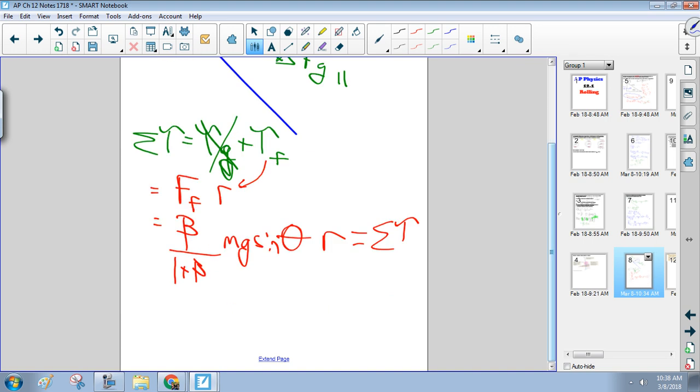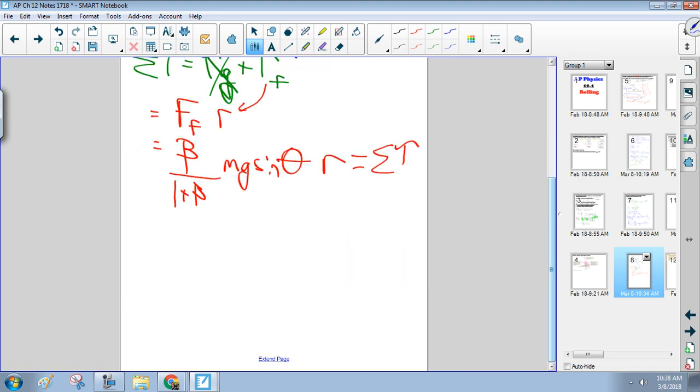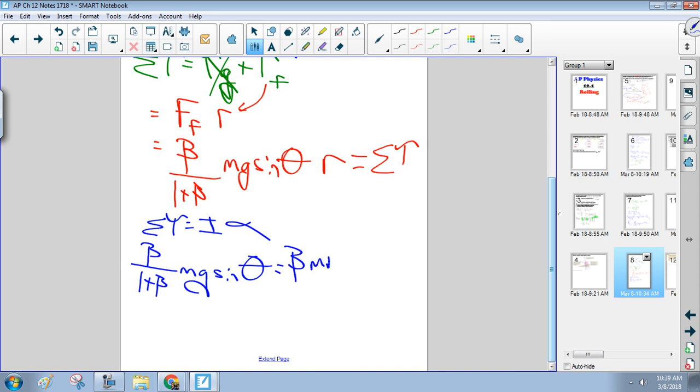All right, so net torque is I alpha. So here's my net torque: beta over 1 plus beta mg sine theta equals I. So I is just beta times mr squared, right? So let's see. And then the question is, does our alpha match? So let's solve this mess for alpha.